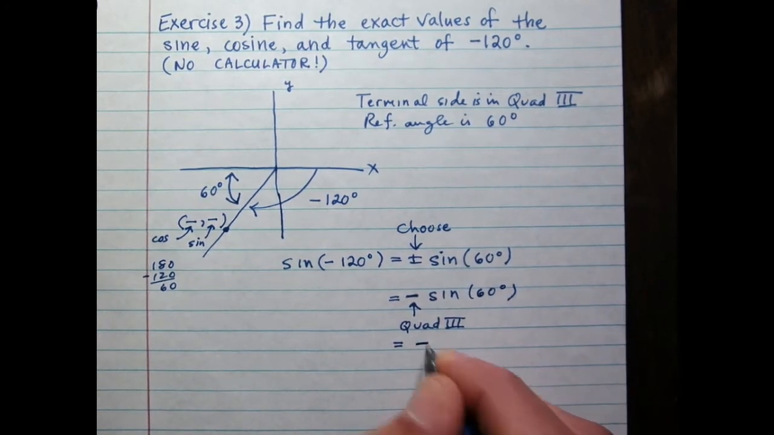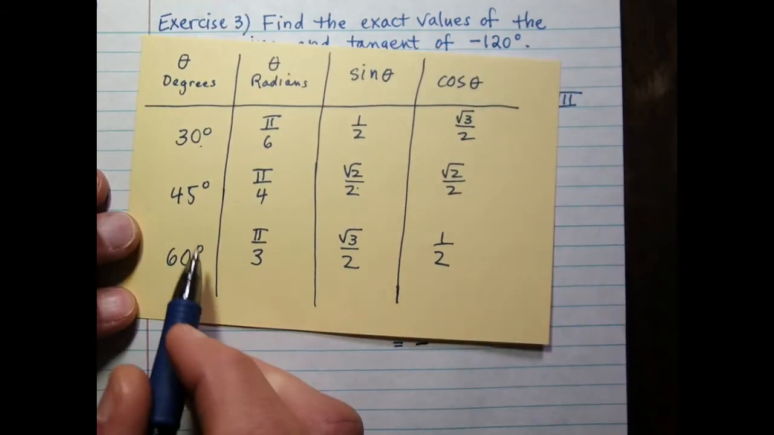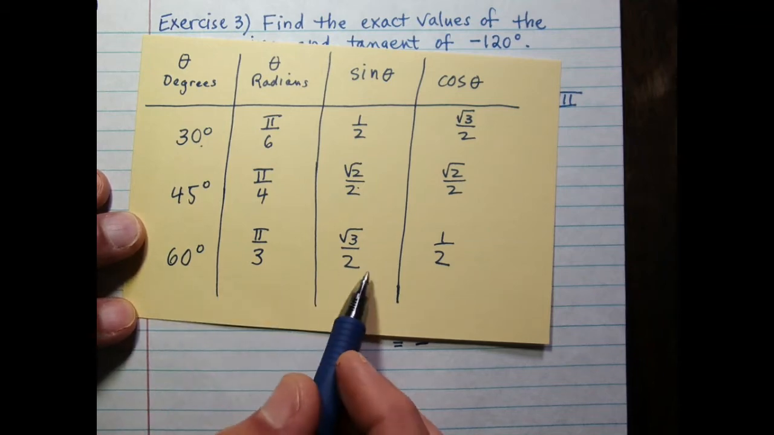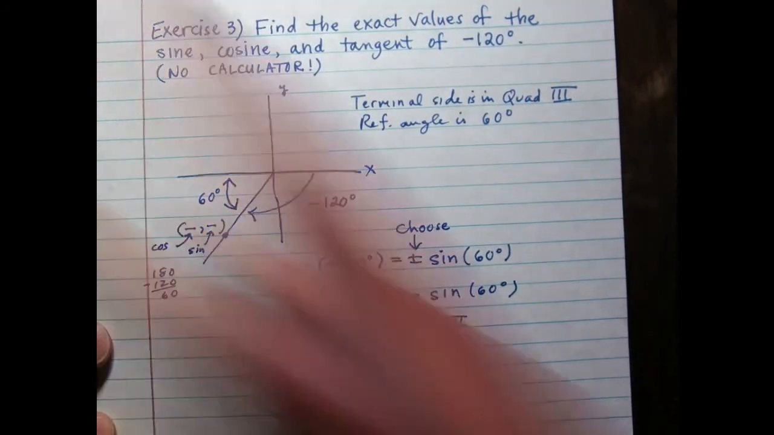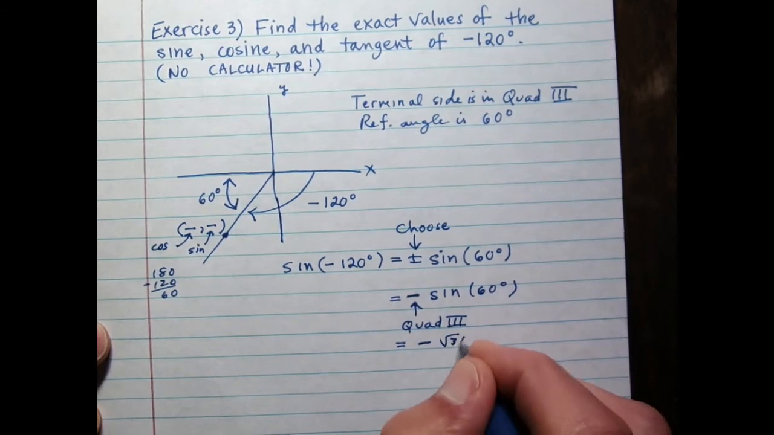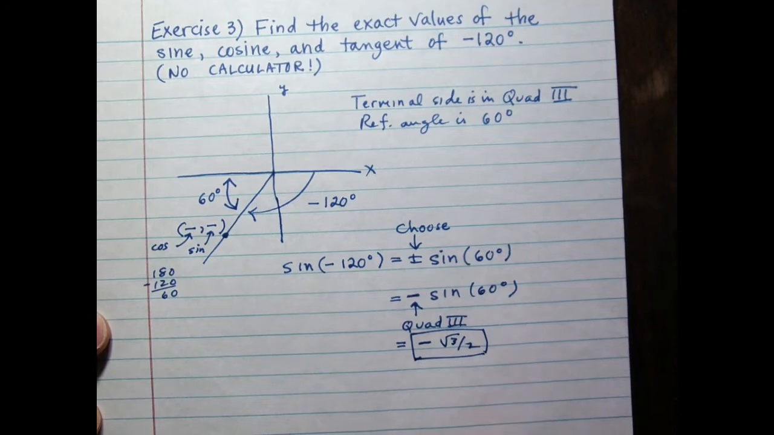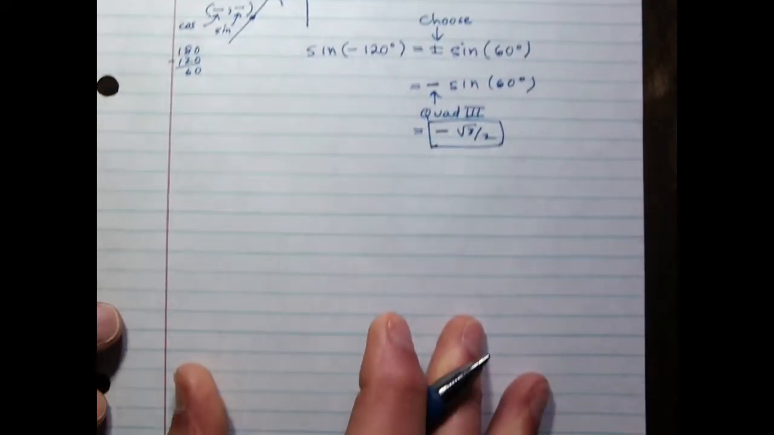And so that's minus a value we have memorized from earlier in the course. The sine of 60 degrees is square root of 3 over 2. And so there's my sine of negative 120 degrees.